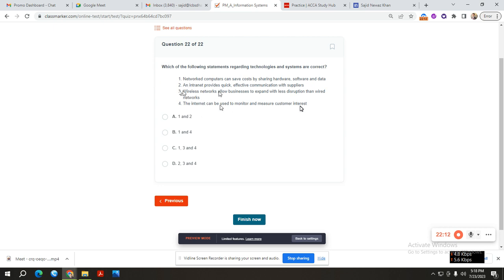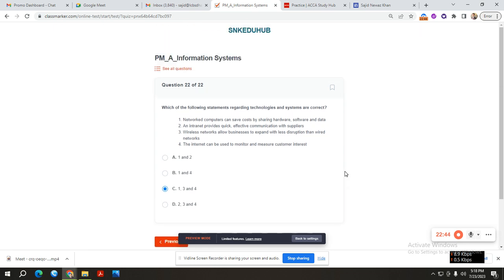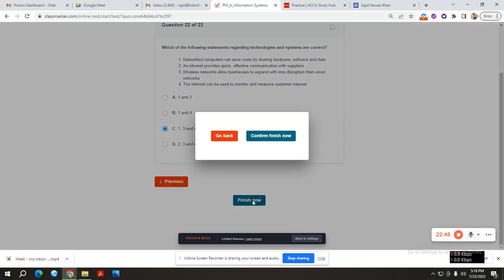No, 3 is there: wireless networks allow businesses to expand with less disruption, of course. Although wired networks are more not disruptible, but when you talk about expansion, say my office is 2,000 square feet today and I want to build up my network for 4,000 square feet, obviously a wireless network in that case would be an easier way for me to expand. So I'm definitely going to go with C. So these were my answers. Let's have a look.